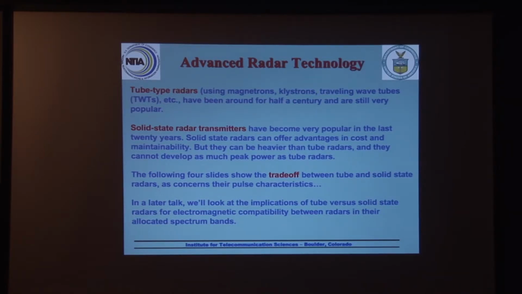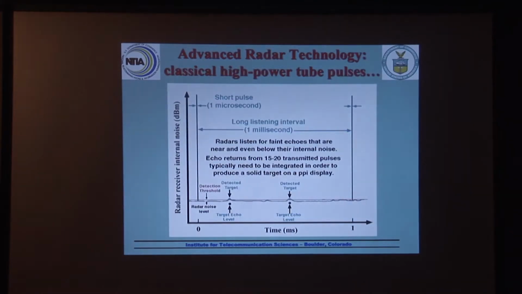Interestingly, though, and this is kind of a reversal of the usual paradigm between solid state and tube systems, solid state radars are typically heavier than tube radars, and they cannot develop the high peak power levels that tube radars can. That results in some interesting trade-offs when we consider the problem of picking either a tube or a solid state system for a radar transmitter, and we'll talk about that in the course of the next 3 slides, because this affects the choices that designers make for all the radars that we'll see through the rest of this talk.